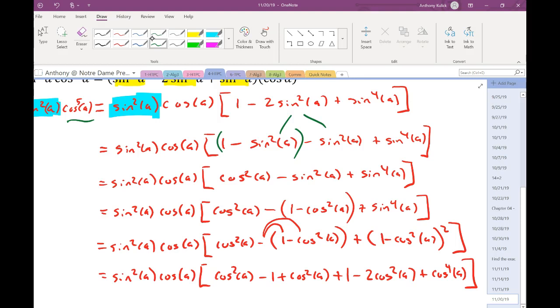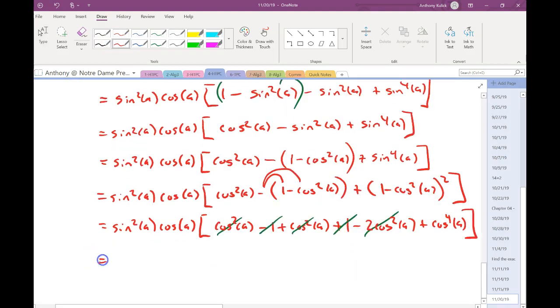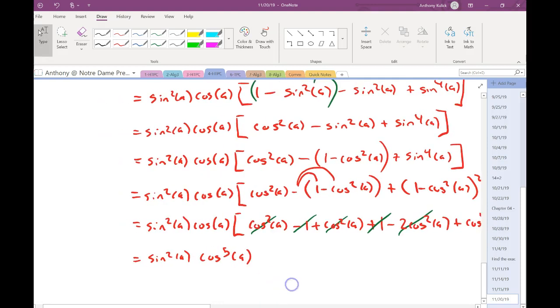Okay. Let's combine some like terms here. Negative 1 and positive 1, those just cancel out. I have a cosine squared and another cosine squared, so that's 2 cosine squared, and then minus 2 cosine squared, well, that stuff all cancels each other out. And we're left with just cosine to the 4th. And when I multiply it by the other cosine that's sitting out front, I have what I was supposed to get.